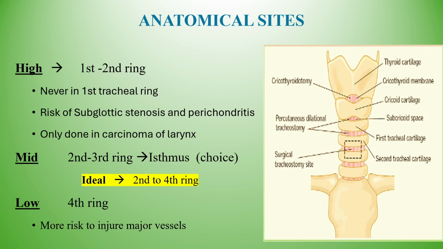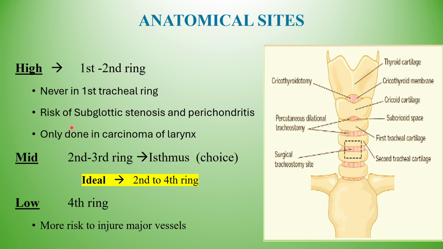According to the anatomical site, it can be high, mid, or low. High is between the first and second tracheal ring. Remember that it should never be between the cricoid and the first tracheal ring, because it will always give rise to subglottic stenosis due to perichondritis of the cricoid cartilage. Why does perichondritis of the cricoid cartilage occur and not of the cartilages of the trachea? Because the cricoid is a complete ring. So when infection of that complete ring occurs, it will give rise to stenosis.